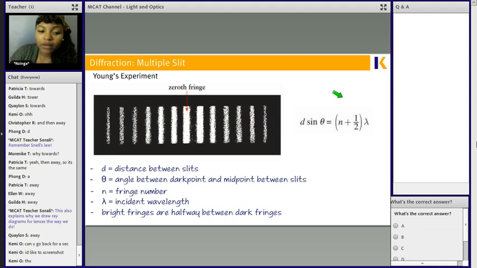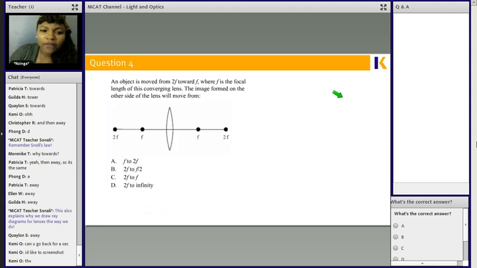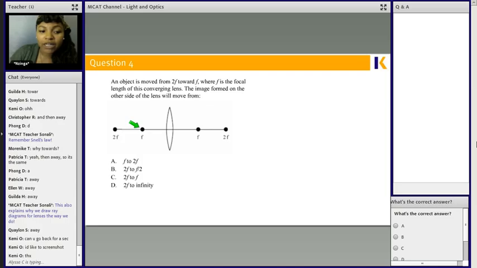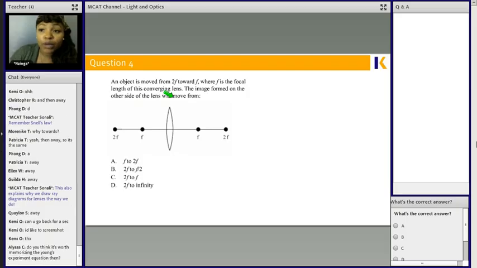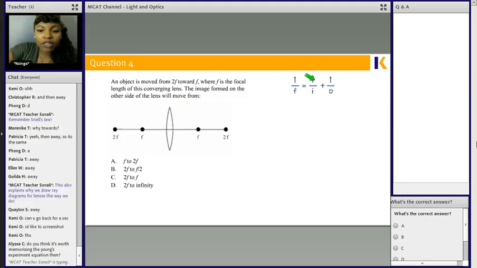Okay. So with that, we can figure out what's going to happen in this particular case. If an object is moved from 2F towards F, so we're getting closer to the lens that we have here, the image formed on the other side of the lens, we want to know where exactly that image is going to be formed. If we put this in equation form, we can think of it in terms of 1 over F is equal to 1 over I plus 1 over O.